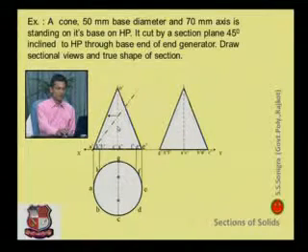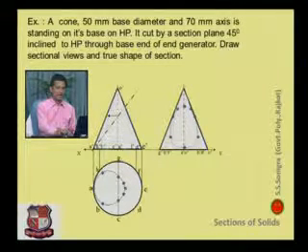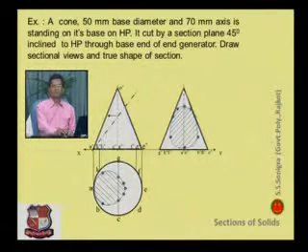Similarly, find out all points on the side view also by drawing generator lines. Join all these points with a smooth curve like this. So this is a sectional top view and this is a sectional side view. And a similar exercise is to be conducted to draw its true shape.